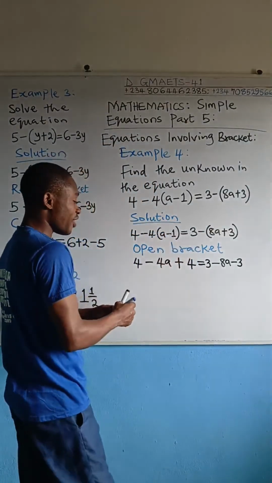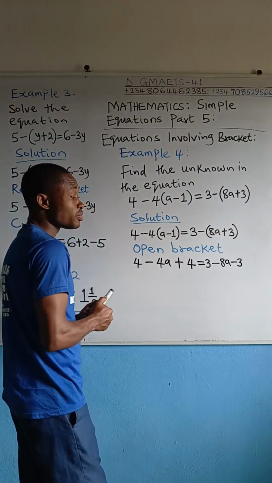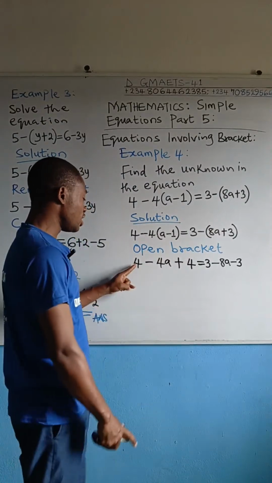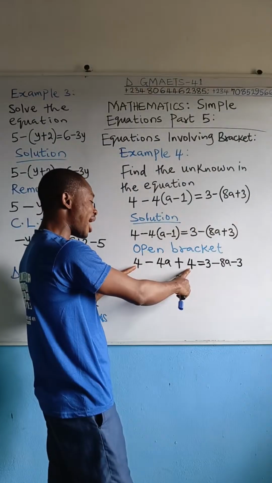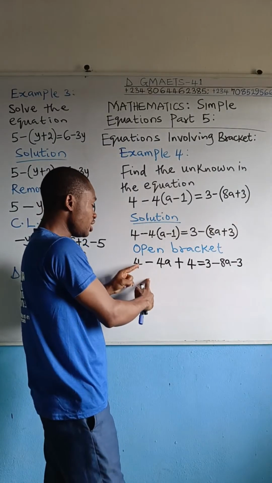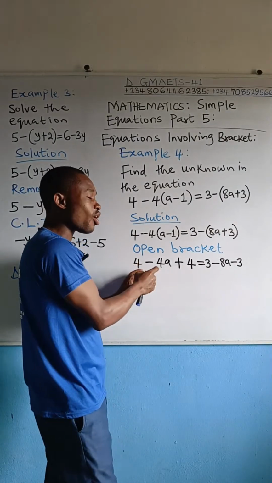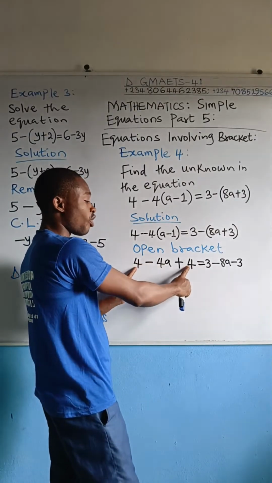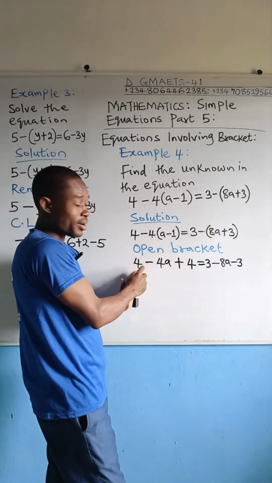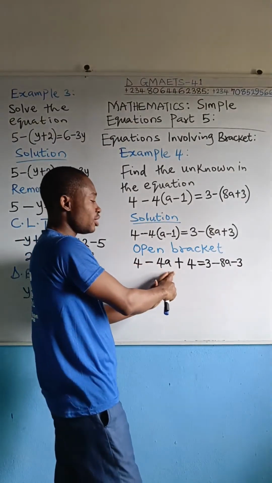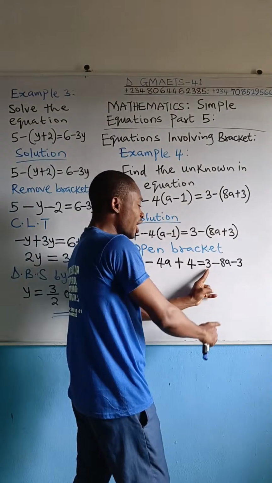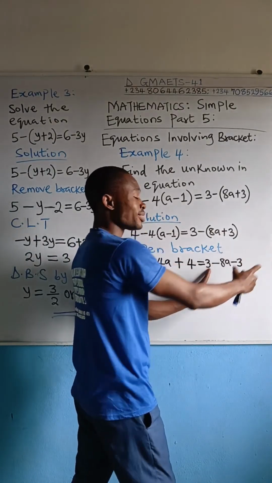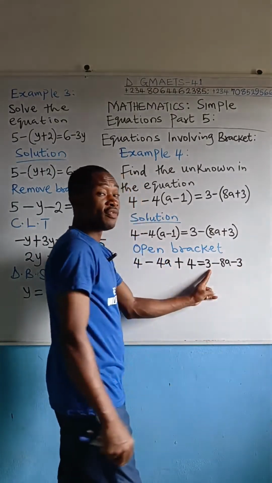Okay, so let us simplify now. We are going to collect like terms. But see, this is a pure number. This is a pure number. They are on the left-hand side. This is a pure number. This is a pure number. They are on the left-hand side. I can decide to do 4 plus 4 on the left first. So I will now get 8 minus 4a equal to, look at this, is a pure number. This is a pure number on the right-hand side. 3 minus 3 will give you 0.